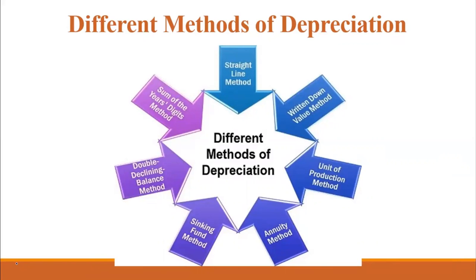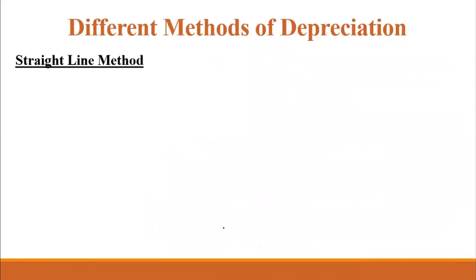However, the straight line method and the diminishing balance method are widely used techniques for calculating depreciation. Further, here we'll understand these 7 different methods of calculating depreciation. Later on I will give you some examples for us to understand more these different methods of depreciation. So the first one is the straight line method.